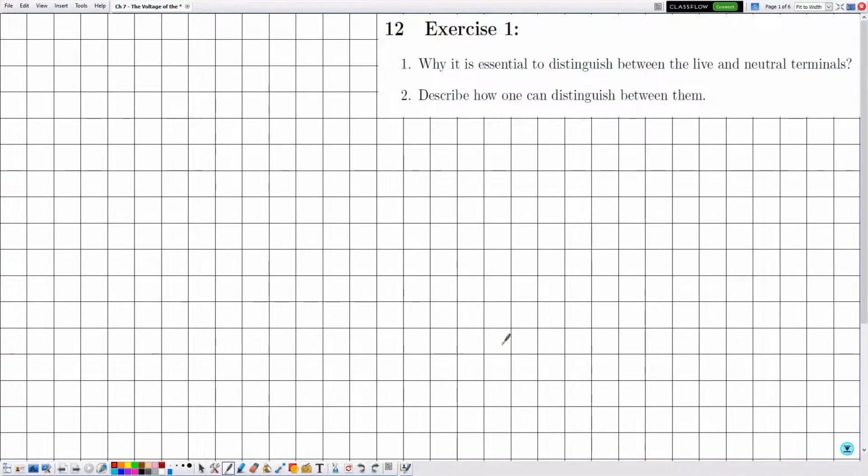So I have reached part 3 of chapter 7, which is the chapter of the voltage of the mains in the second unit of electricity. Then in this one we are going to solve some exercises. Then let's start by exercise number 1, section 12.